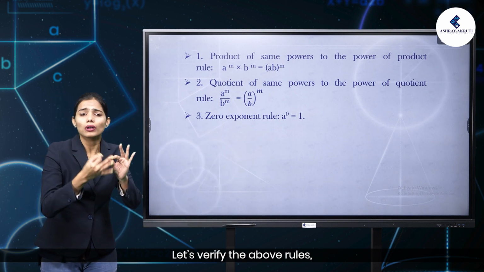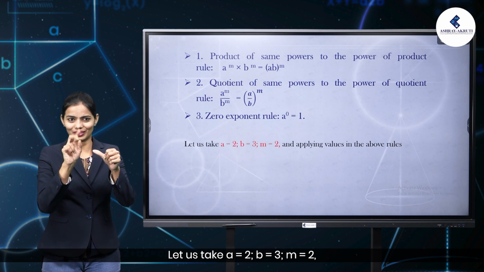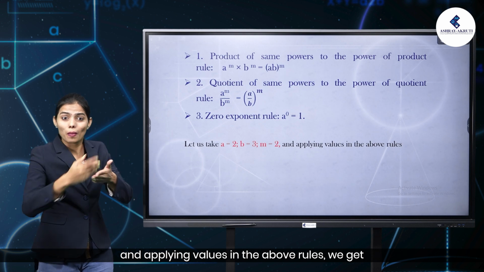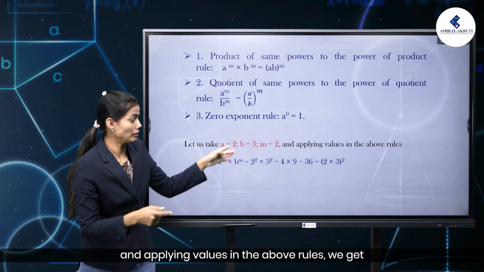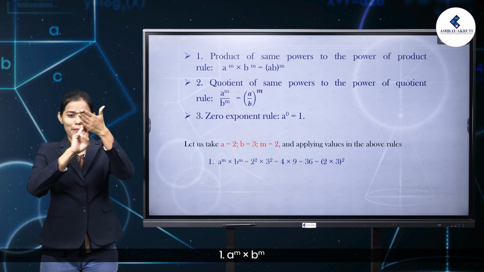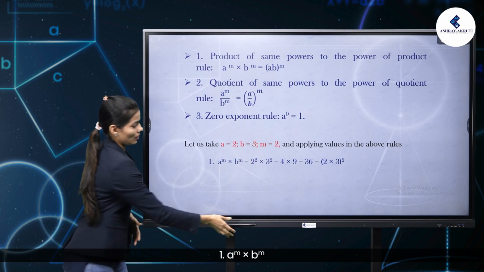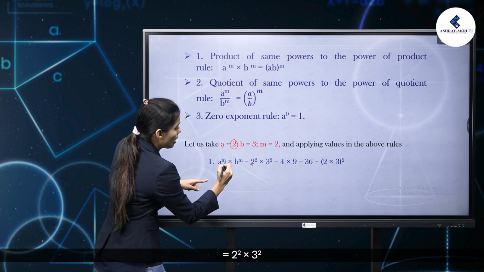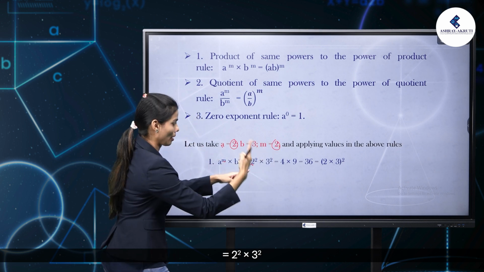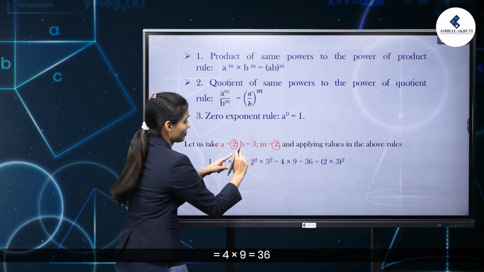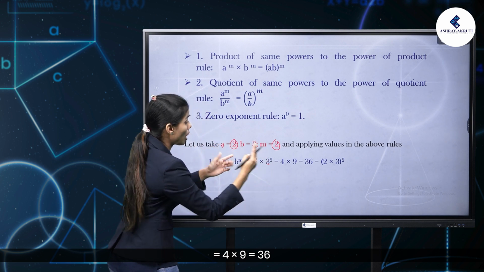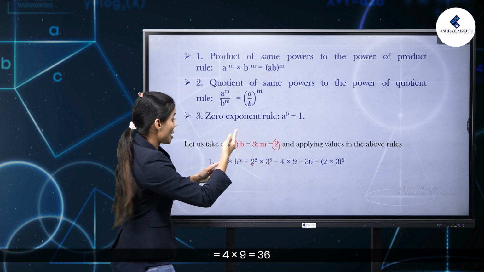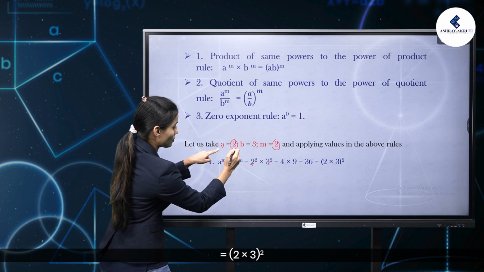Let's verify the above rules. Let's take a is equal to 2, b is equal to 3, m is equal to 2, and applying values in the above rules, we get number 1. a power m into b power m is equal to 2 power 2 into 3 power 2 is equal to 4 into 9 is equal to 36. Is equal to (2 into 3) whole power 2.